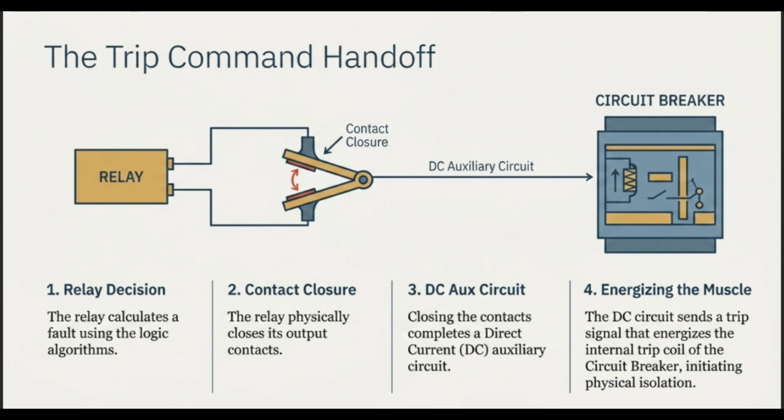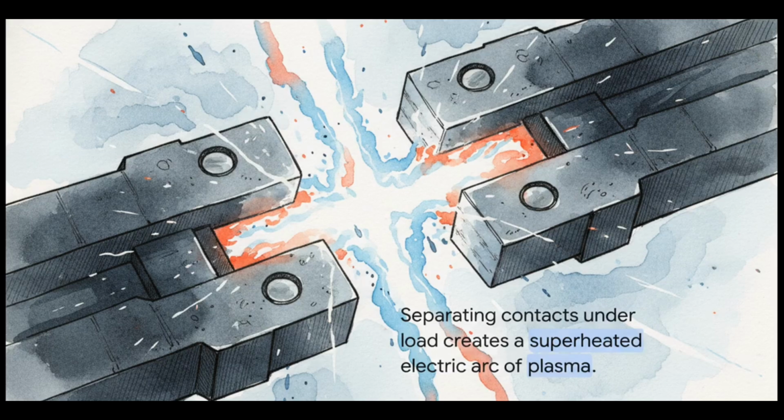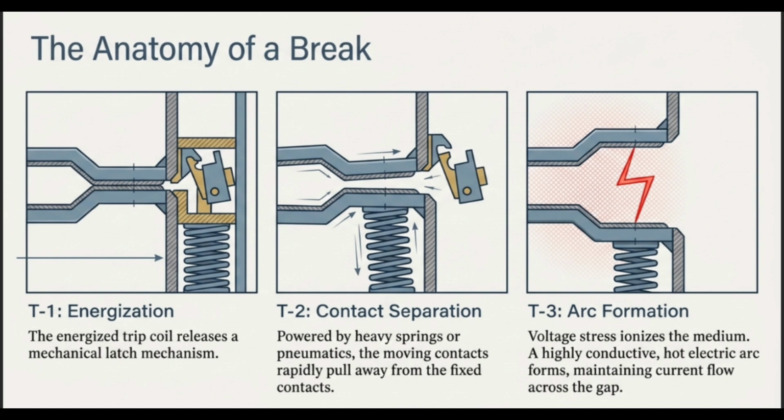Now you might be thinking, okay, you open the contacts, the circuit is broken, story over, right? No way. Electricity fights back. Because this is happening under extreme fault conditions, the voltage stress actually ionizes the air between those separating contacts. This creates a terrifying, highly conductive, superheated electric arc of plasma. So get this, the massive fault current just continues to flow right through the open air even though the metal contacts aren't even touching anymore.